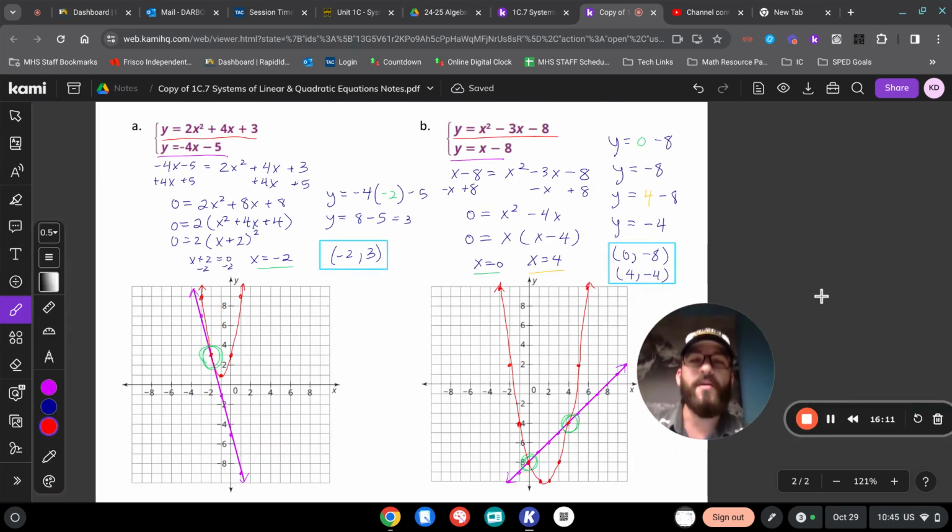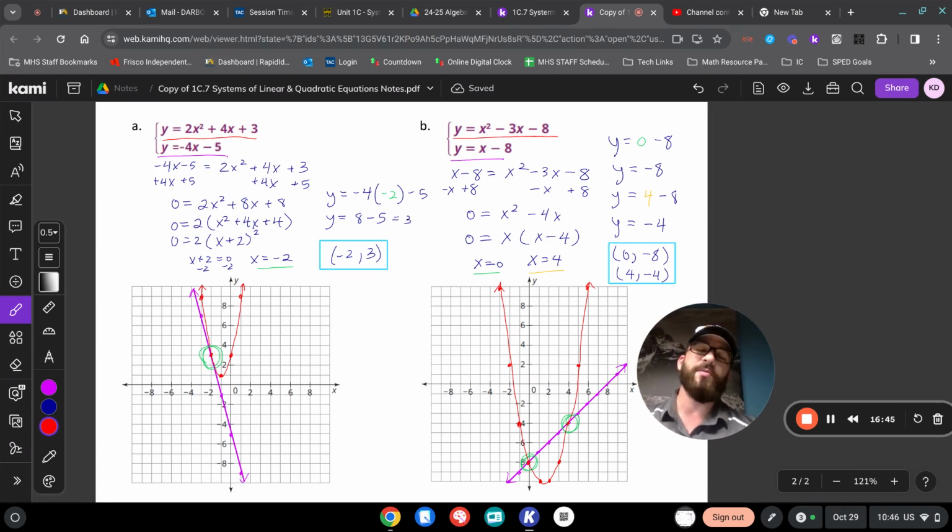All right, y'all, let's talk about B first. So we have y equals x squared minus 3x minus 8 and y equals x minus 8. Setting those two equal to each other and getting everything on one side, we get 0 is equal to x squared minus 4x. Now, we could factor this using box method, although it's a little wonky. I think just taking a GCF, which we have x and x, so pulling out an x. So we have 0 is equal to x times x minus 4. And then we can set each of those equal to 0 to get the two solutions of x equals 0 and x equals 4.